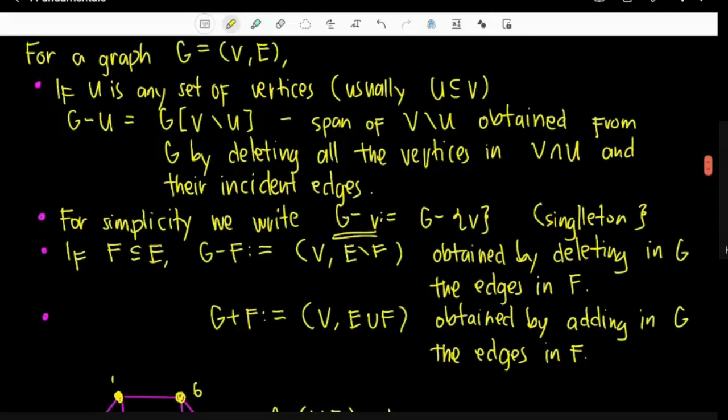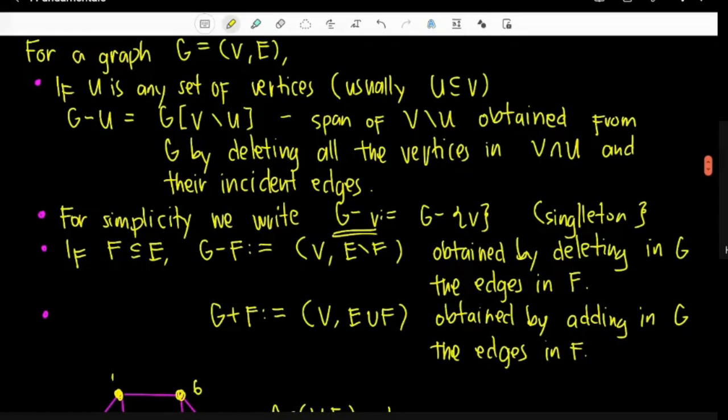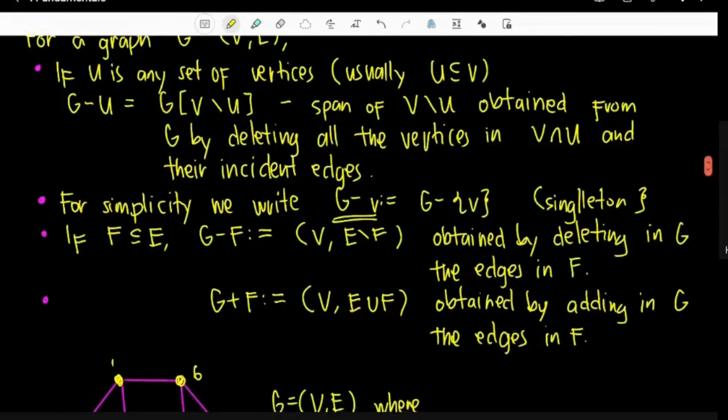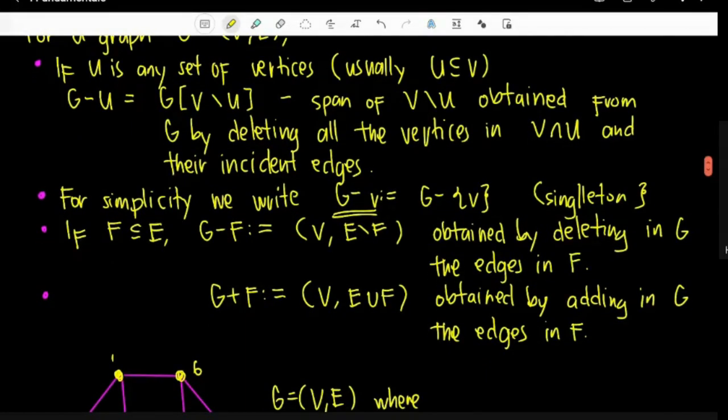Now, if F is a subset of the edges, so ang G minus F naman ay ikikip mo pa rin yung V, pero tatanggalin mo lang yung mga edges na nasa F. So, kamukha lang din nung kanina, mariretain yung V. So, parang pag nagtanggal ka ng V, mas maraming nawawala kaysa pag tinanggal mo lang yung edge. So, when you're removing an edge, you don't need to remove the vertices. But when you remove the vertices, you remove all that is incident to that vertices.